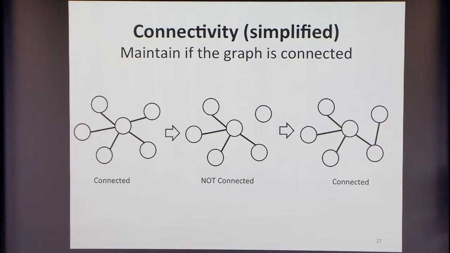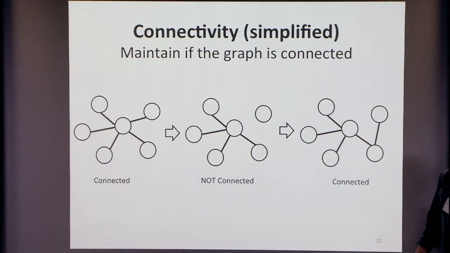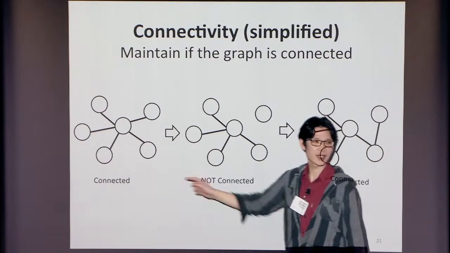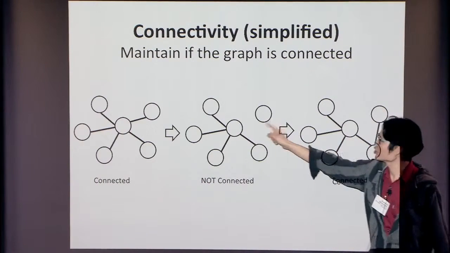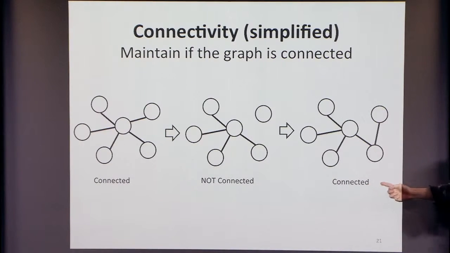So there will be three problems. The first problem is called dynamic connectivity, and this is a simplified version of it. What you want to know is whether the graph is connected or not. So you start from this graph, which is connected, so your algorithm should say that the graph is connected. And at some point, some edge got deleted, and then your algorithm should say that it's not connected anymore. And then it got connected again, so your algorithm should say that.